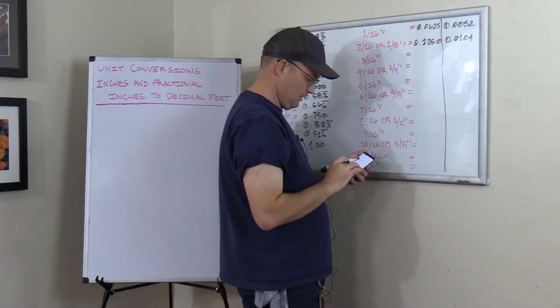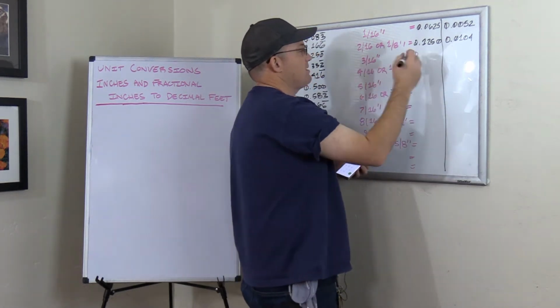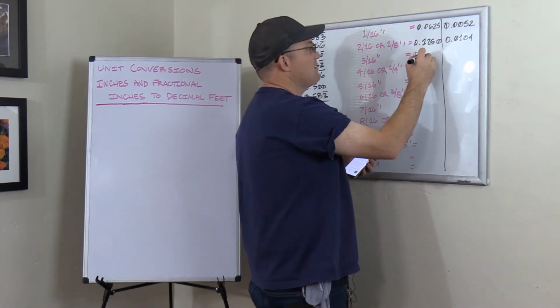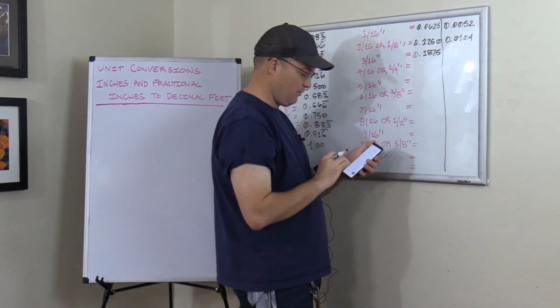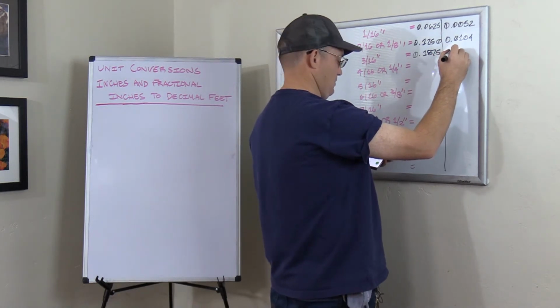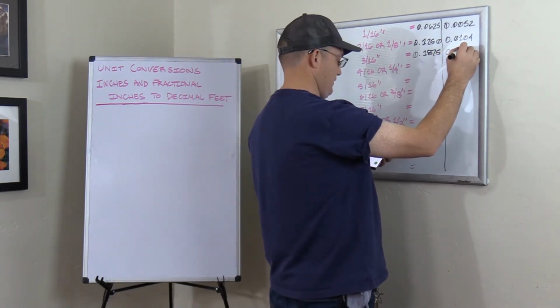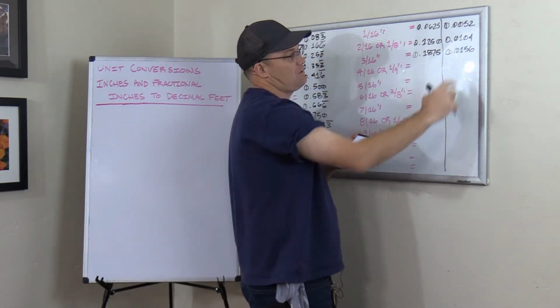Okay. 3/16 is 0.1875 of an inch. Divide that by 12 again, and we get 0.0156 of a foot. So about 1/100 and a half.